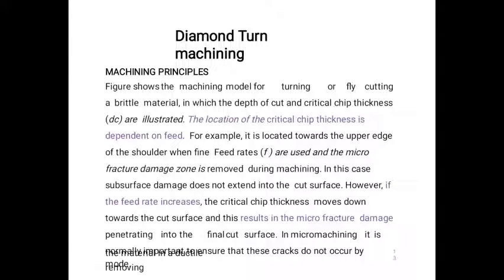So there are various examples for that. Feed rates are used so that the micro fracture damage zone is removed during machining. In this case, the subsurface damage does not extend into the cut surface. However, if the feed rate is increased, the critical chip thickness moves down towards the cut surface, resulting in micro fracture damage.